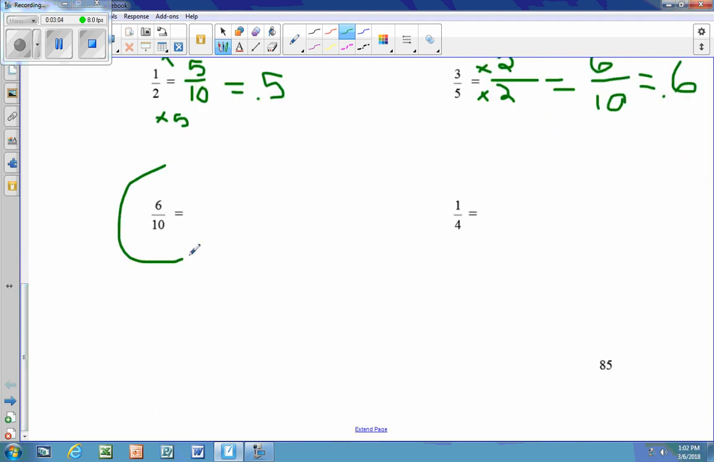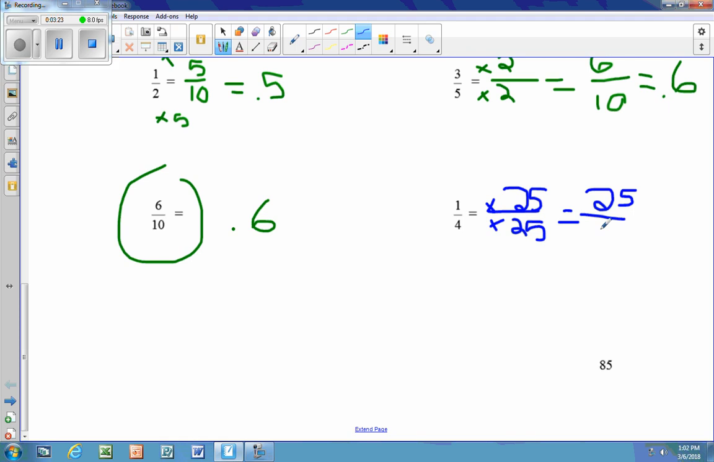This one does not need to be changed at all. It's already 6/10, so we can just make it 6/10. And then over here, we want to make it out of 100, because it doesn't go evenly into 10, so we go out of 25 times 25, and we end up with 25 hundredths. And 25 hundredths as a decimal looks like that.